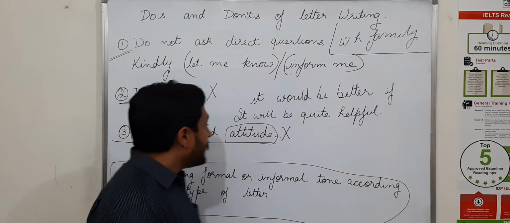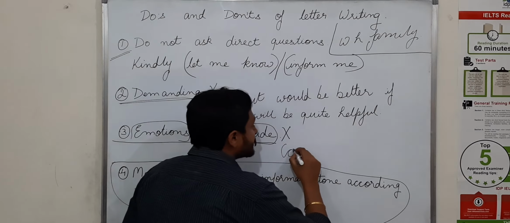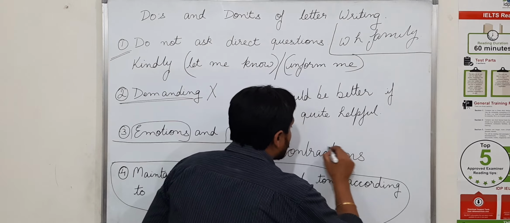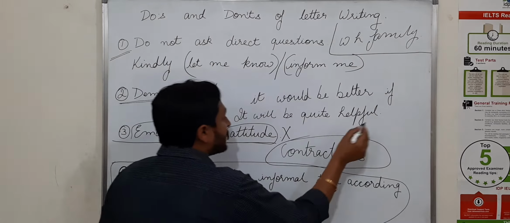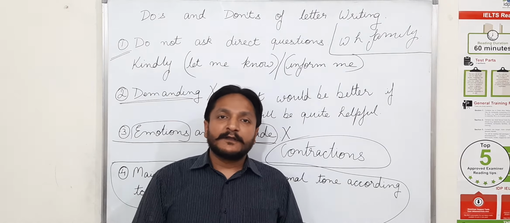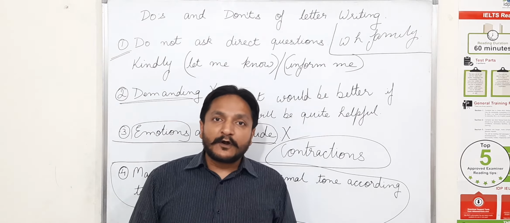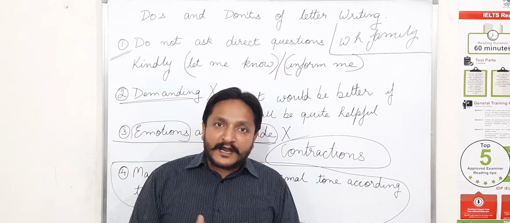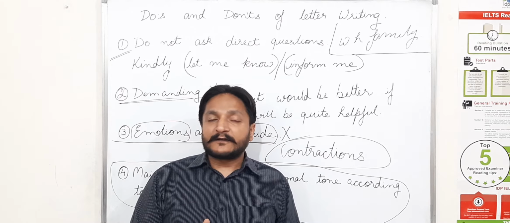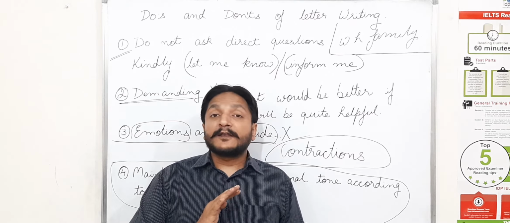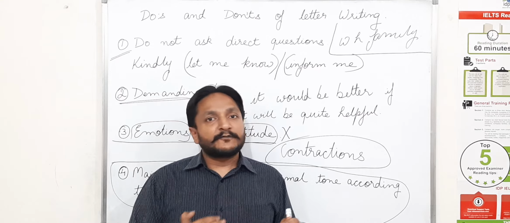Second thing is, guys, contractions. Contractions are words like, instead of should not, we can say shouldn't. Instead of do not, we say don't. So these words, don't, shouldn't, couldn't, are contractions. In a formal letter, if you are writing to a person whom you don't know personally, you cannot use these kinds of contractions.